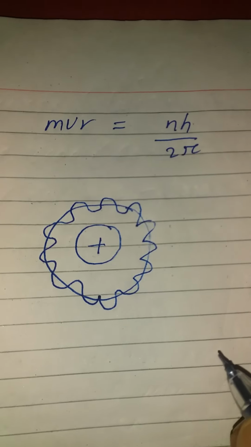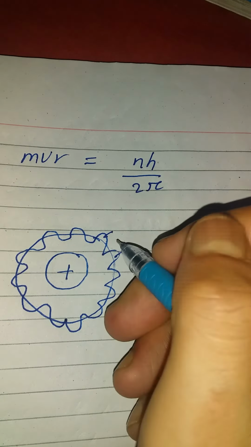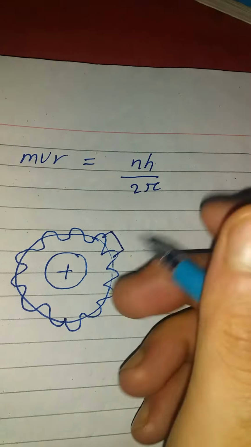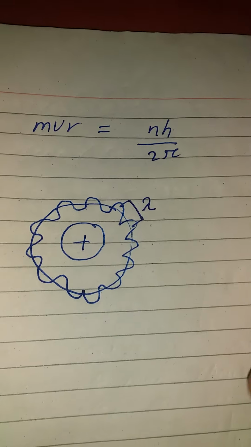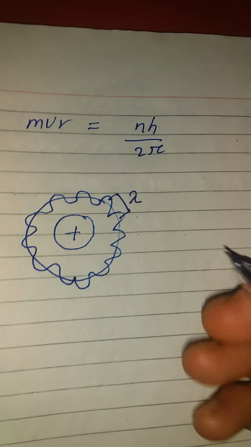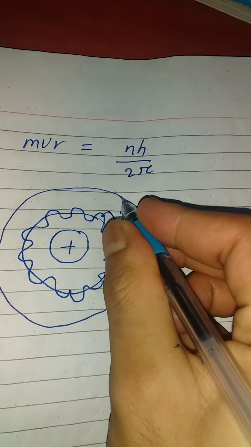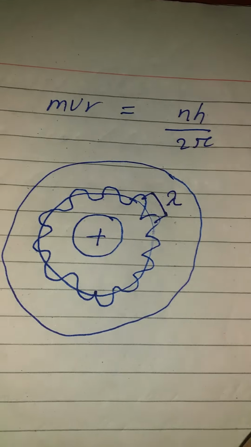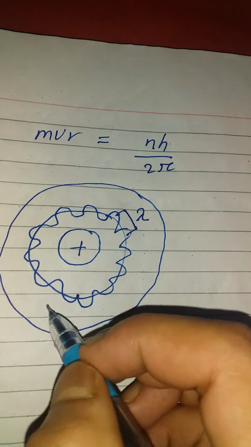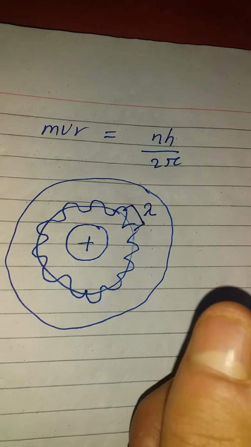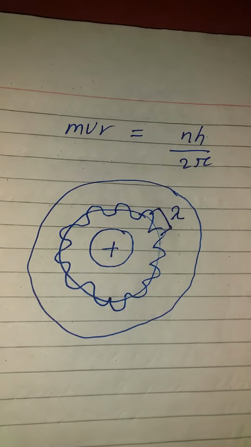Then, wavelength means the distance between any crest or top. So let it be lambda. Then there are an infinite number of orbits in an atom. In a stationary state, let's say this circle that we have made up of the wavelength is a stationary state or stationary orbit for an electron.